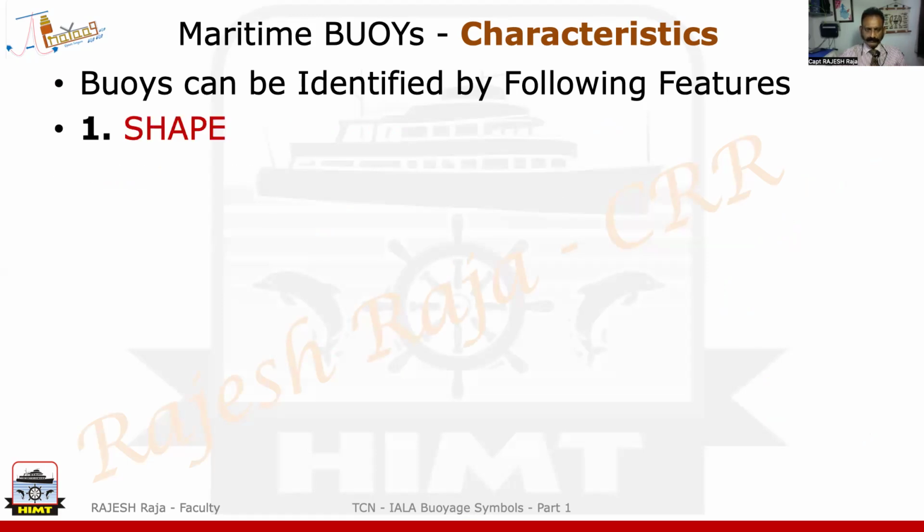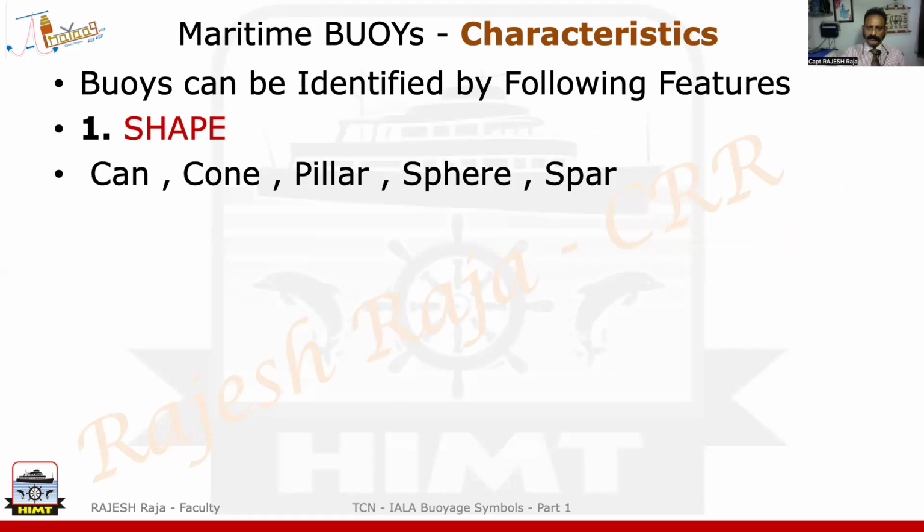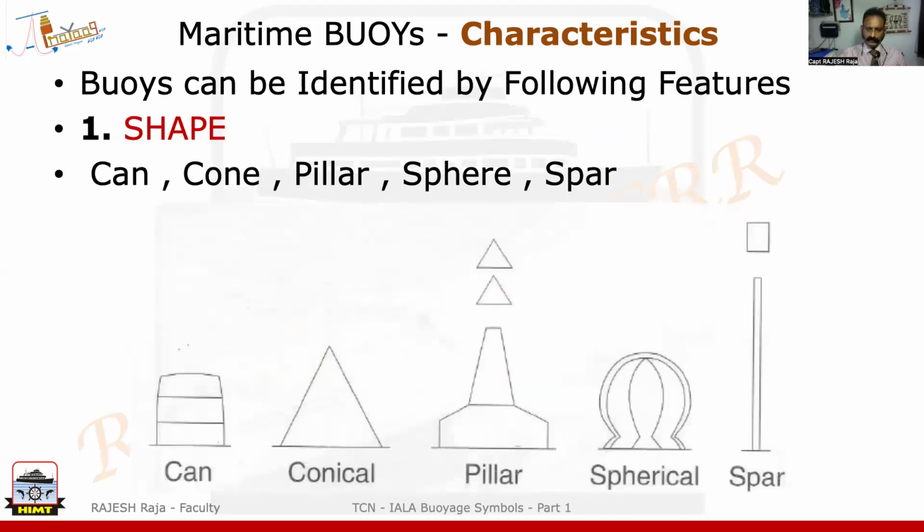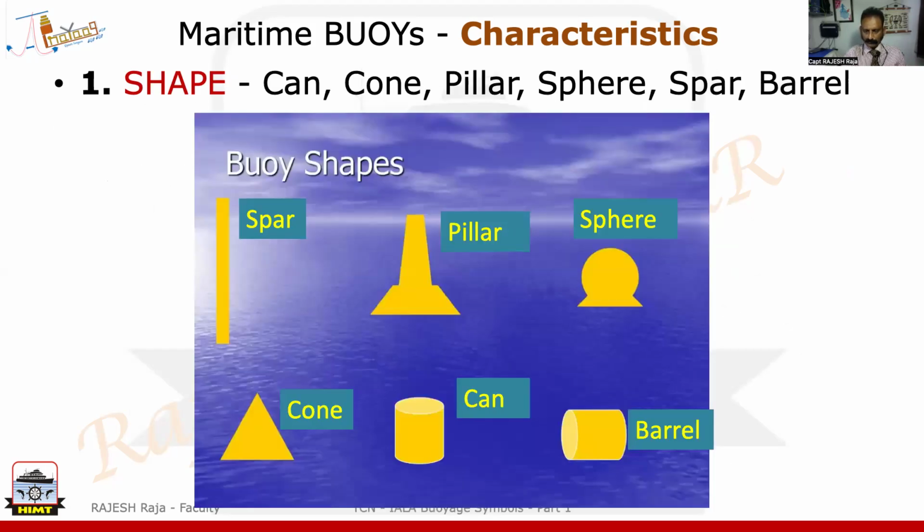Number one is the shape. You can have these five very popular shapes: can, cone, pillar, spear, and spar. I'll show you a picture of this. I'll show you more pictures. This is exactly a screenshot of the basic models. I'll show you one more.